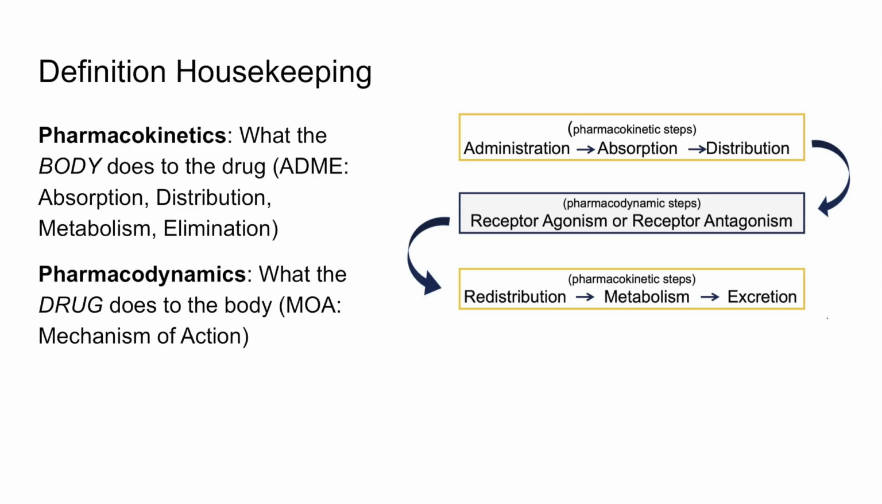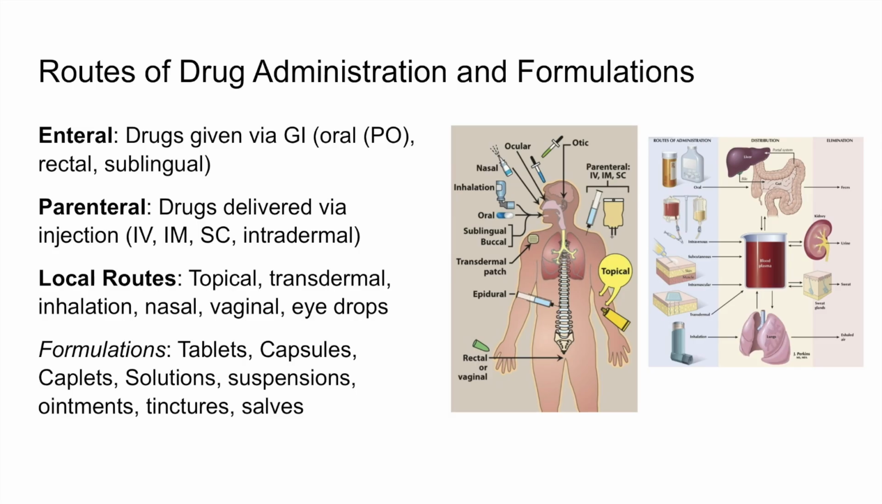A drug is administered, absorbed, and distributed to its target. It then produces a pharmacodynamic response before redistribution, metabolism, and excretion reduce its concentration or remove it from the body. So in short, pharmacokinetics determines how much drug reaches the target and for how long, while pharmacodynamics determines what happens once it gets there. So the route of administration affects how quickly a drug reaches the circulation, its bioavailability, and whether it undergoes first-pass metabolism.